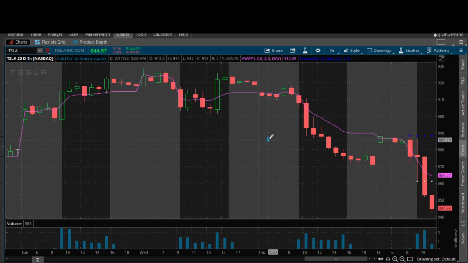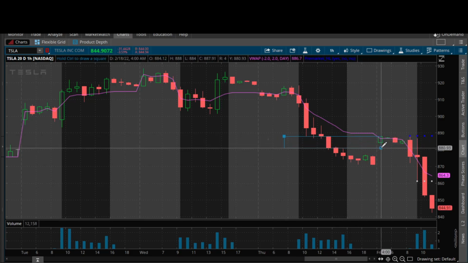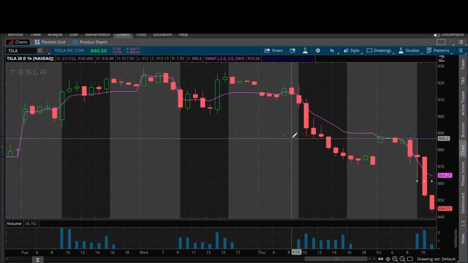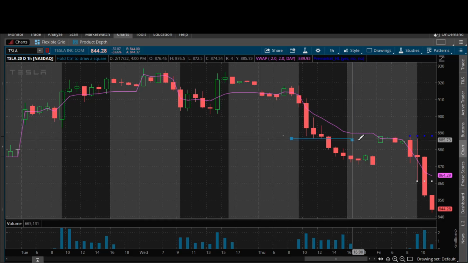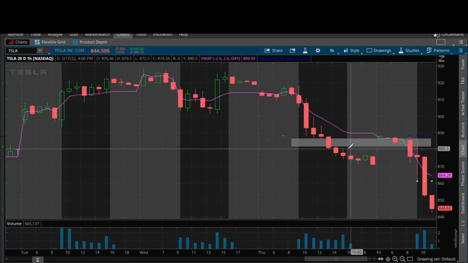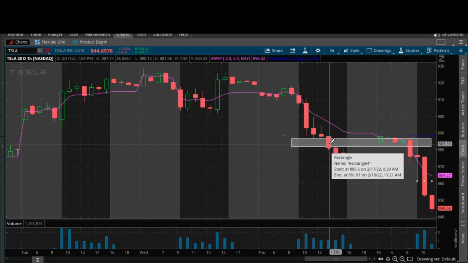Here's what you wouldn't do. You're not going to take the body of the first one to the body of the third one like that. Don't do that. Use the wick, the very bottom wick to the top wick. You want to see nothing but body inside that. That's what you're looking for, nothing but body in there, okay?